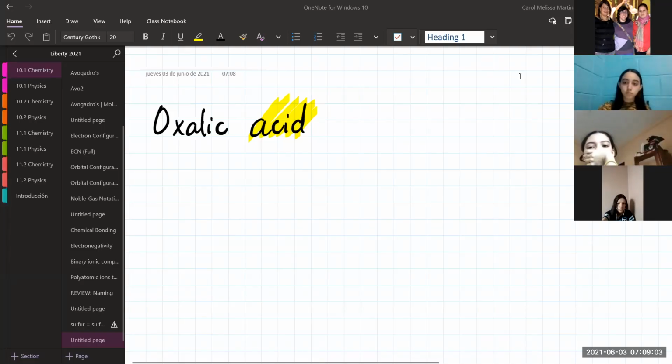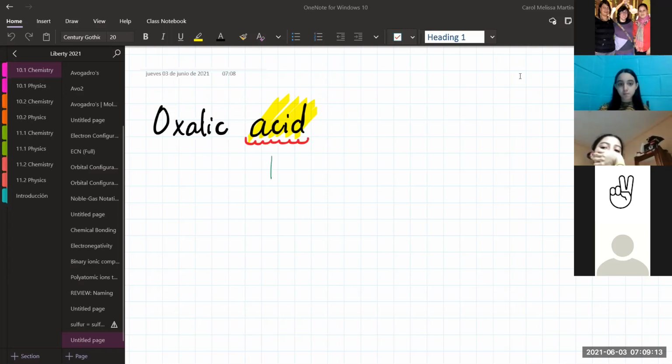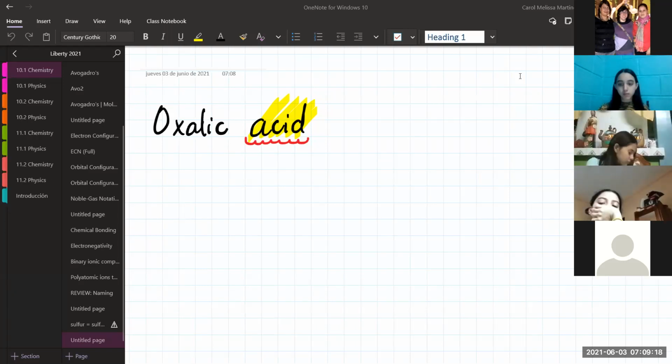So for oxalic acid, because we are talking about acids, the word acid tells us that here you have hydrogen, okay? That is mandatory. Hydrogen plus ions, H plus ions. And with oxalic, we work differently. We need to take a look at the ending part. You notice that it ends in "-ic".